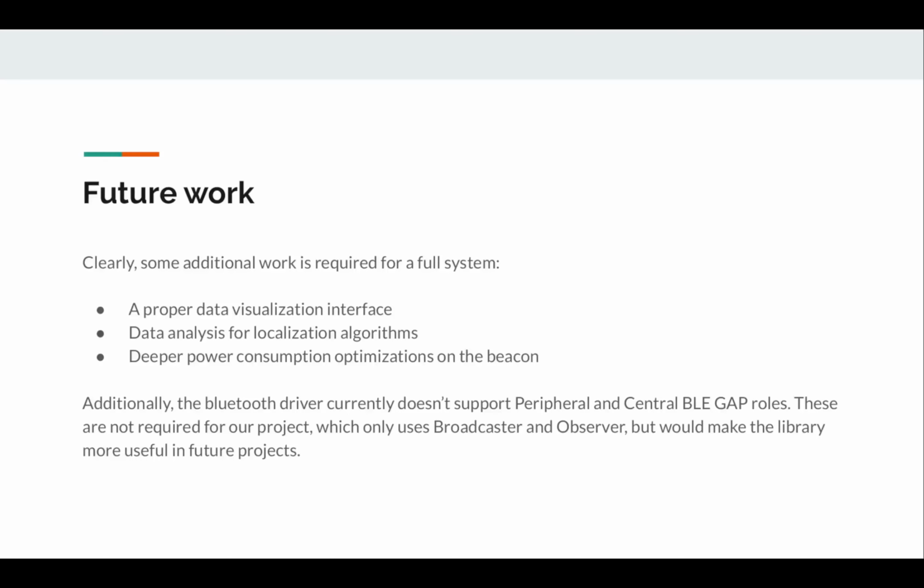Additionally, the Bluetooth driver that we converted from Arduino and then extended only supports 2 of the BLE roles, so only the connectionless roles. To make this into a proper library, we would need to add the peripheral and central roles, but since this was not required for our project, we didn't spend the time on it. We only implemented a broadcaster, which was already implemented, and we just had to port it, and the observer, which we added.